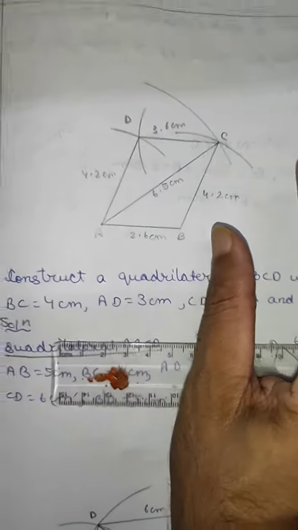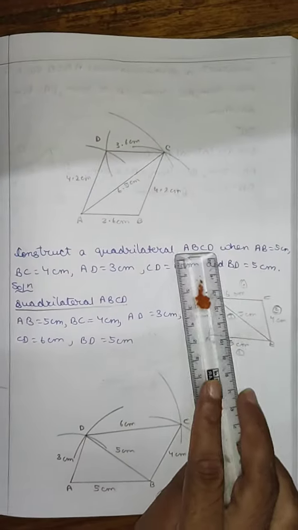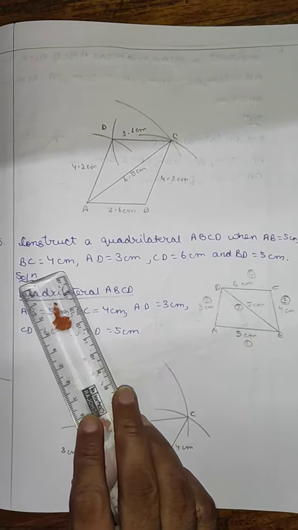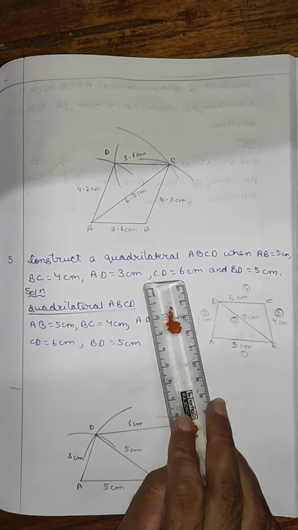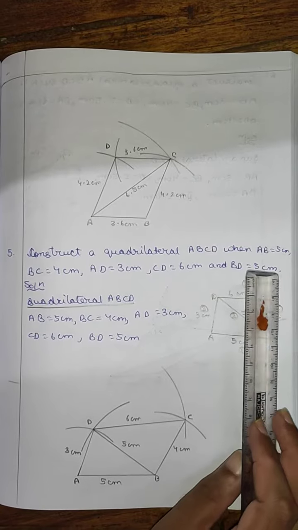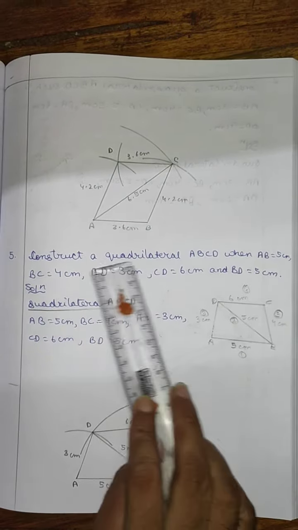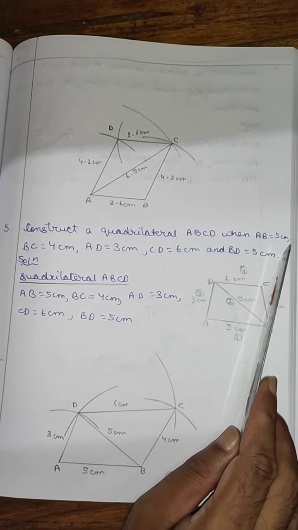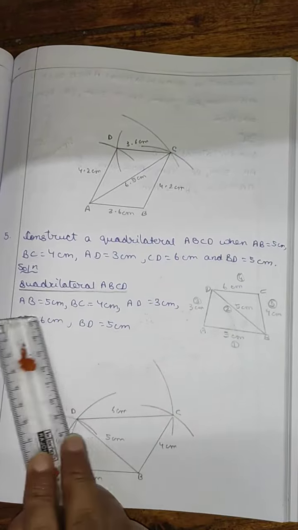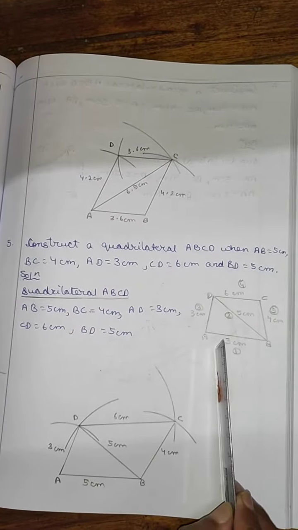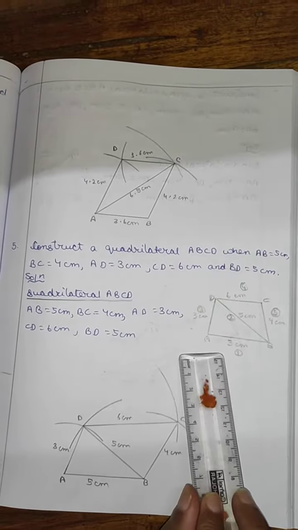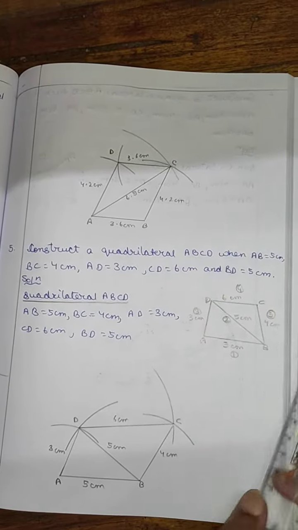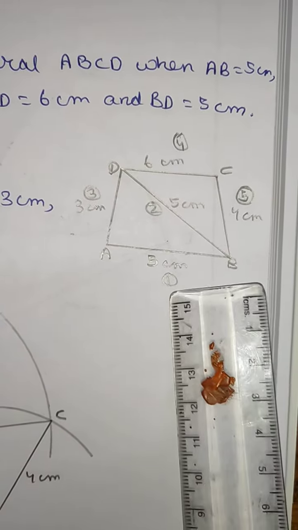Here second part is not required. Now question number 5. Construct a quadrilateral ABCD when AB is given 5 cm, BC 4 cm, AD 3 cm, CD 6 cm and BD is 5 cm. Here also second part is not required. Only you will draw this quadrilateral. So in your textbook second part is available, I think one more part that is not required. So quadrilateral ABCD, take all these measurements, draw the rough sketch. ABCD, AB is given 5 cm, this is 4 cm, CD 6 cm, this is 3 and BD is given 5 cm.